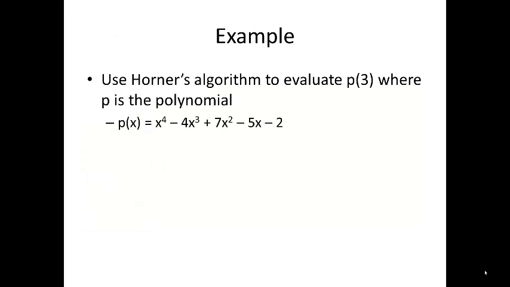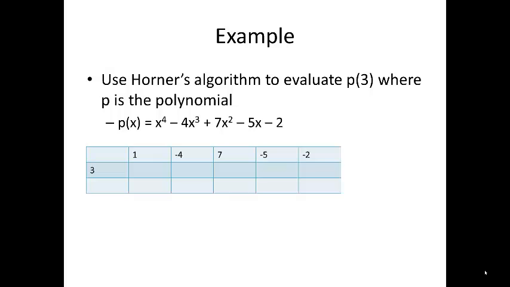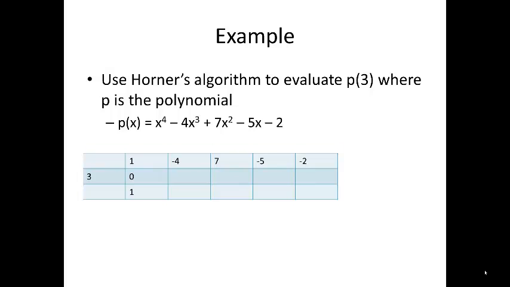So what I'd like to do here is use Horner's algorithm to evaluate p of 3, where p is the polynomial x to the 4th minus 4x cubed plus 7x squared minus 5x minus 2. So what we do is we arrange the calculation as suggested in the book. Here I've used a table instead of a division, but it works pretty much the same way. Now we put a 0 here underneath the 1, and then we add 1 plus 0 to get 1. Now what we're going to do is take the 1 and multiply it by 3 and put it in the next place over under the minus 4.